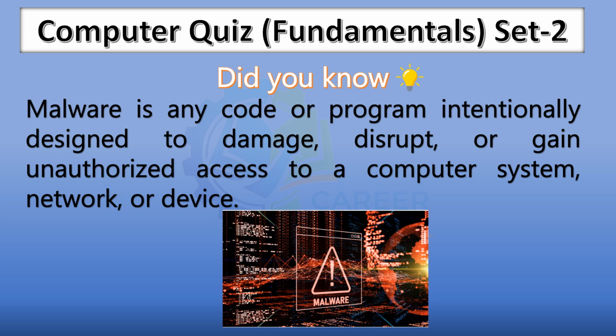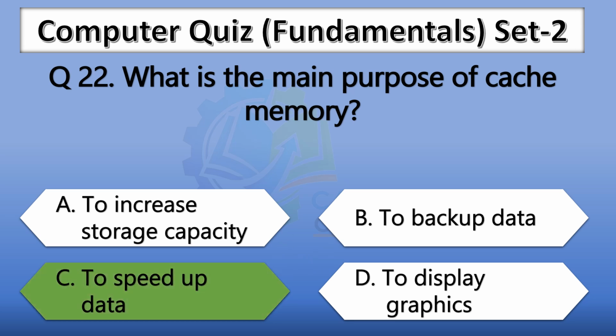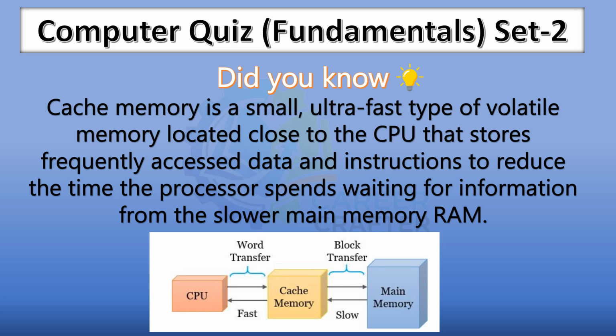What is the main purpose of cache memory? To increase storage capacity, to backup data, to speed up data, or to display graphics? The correct option is to speed up data. Cache memory is a small, ultra-fast type of volatile memory located close to the CPU that stores frequently accessed data and instructions to reduce the time the processor spends waiting for information from the slower main memory, RAM.